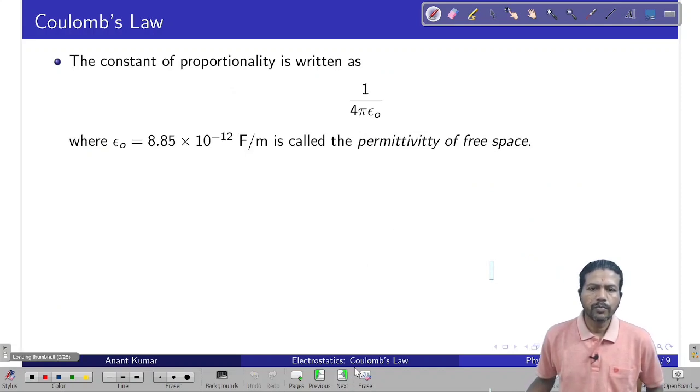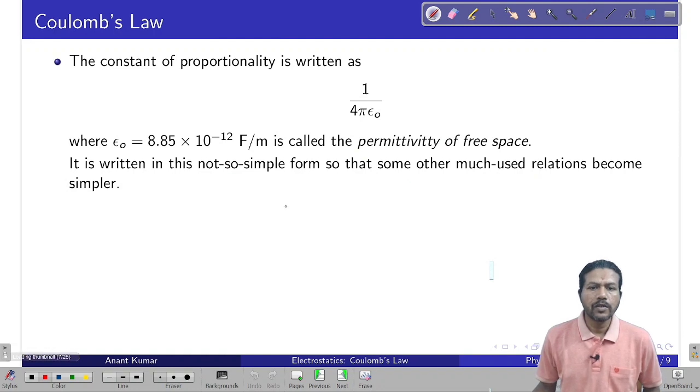Now in this case, the constant of proportionality is written as 1 by 4 pi epsilon naught, where epsilon naught is referred to as the permittivity of free space, which appears in relation to the optical density of the substance. This constant epsilon naught, the permittivity of free space, has a value of around 8.85 into 10 power minus 12 farad per meter. It is written in this non-simple way so that some other relations become much simpler, because they are used more often.